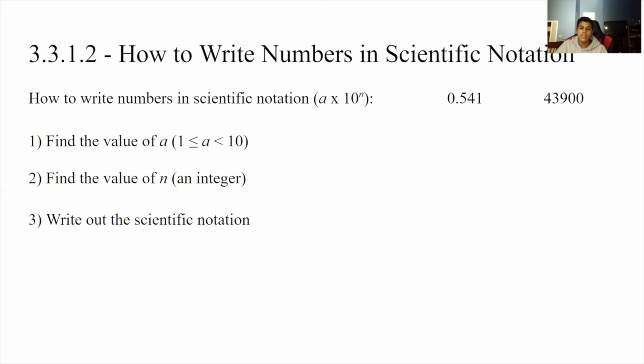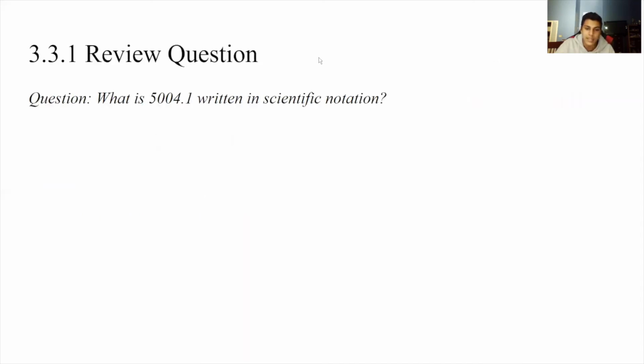Now, we also learned that how many times you shift the decimal point is what the absolute value of n will be. All right, next we did a review question where we wrote 5004.1 in scientific notation, which gives you 5.0041 times 10 to the power of 3.